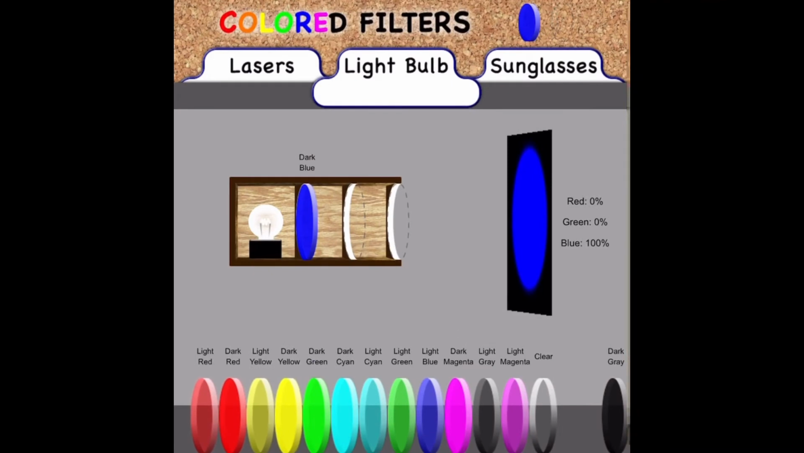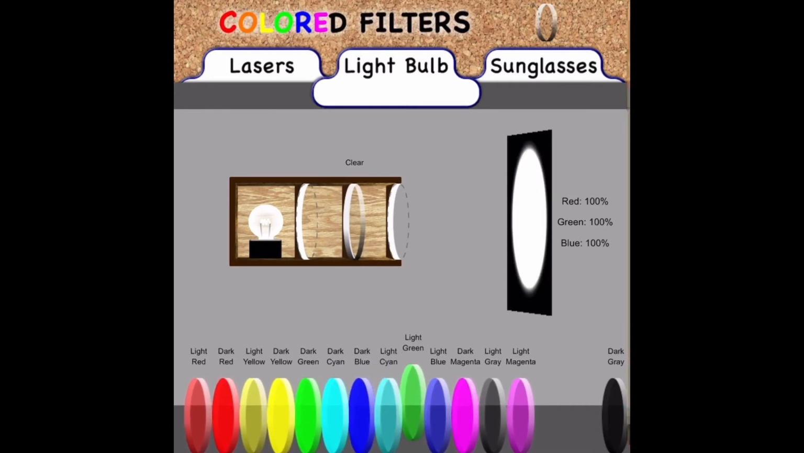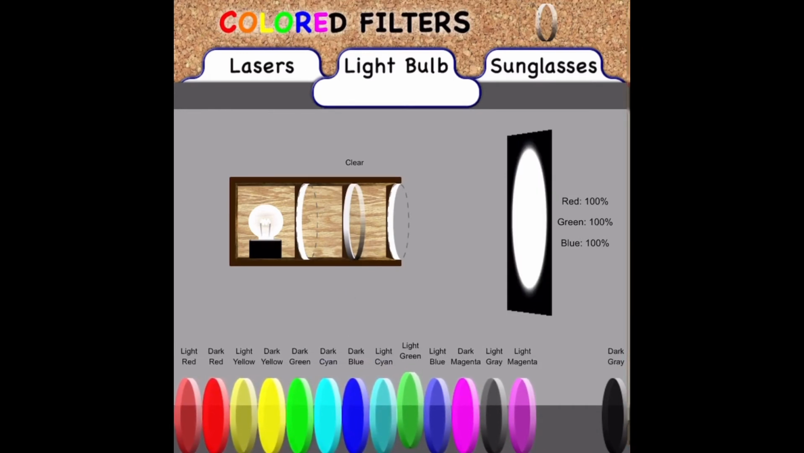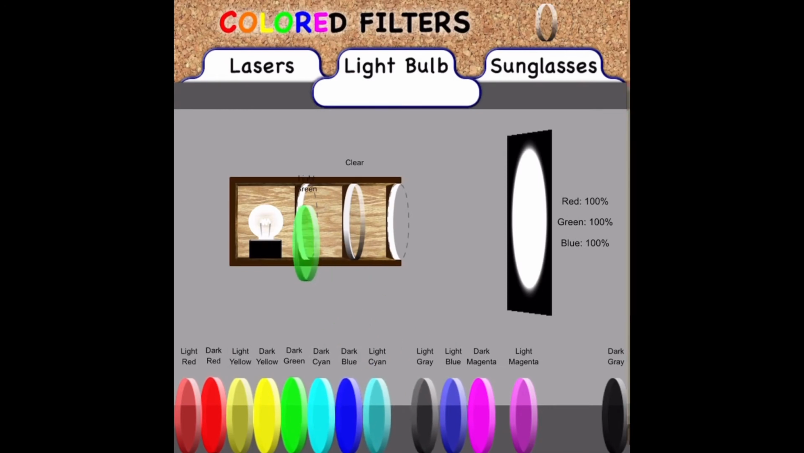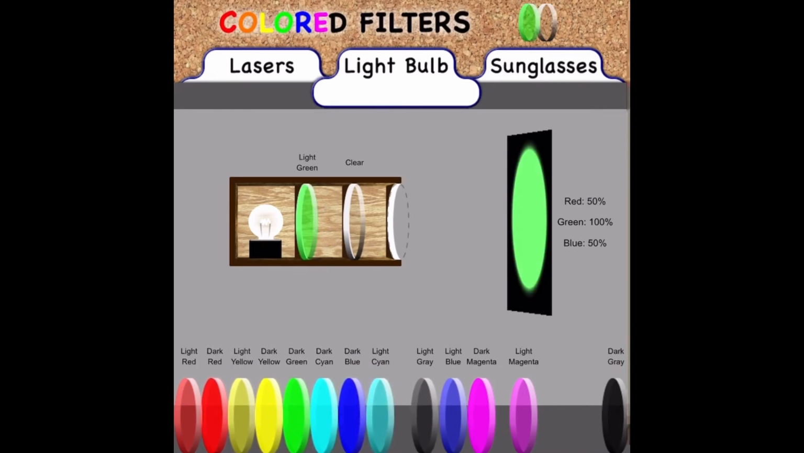Dark blue and clear will give you blue color. In this only blue is transmitted 100%. Then light gray and clear will give you periwinkle. In this red, green, blue all are passed 50-50. Then light green and clear will give you mint green color.